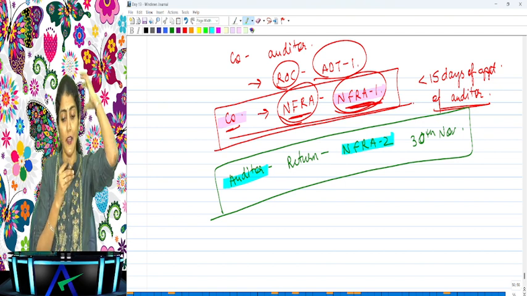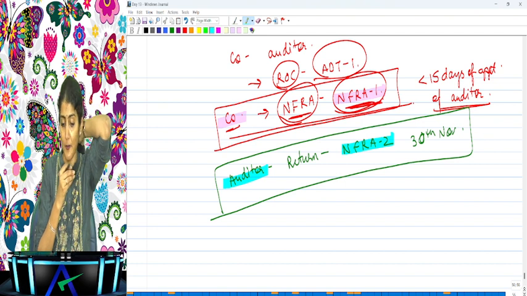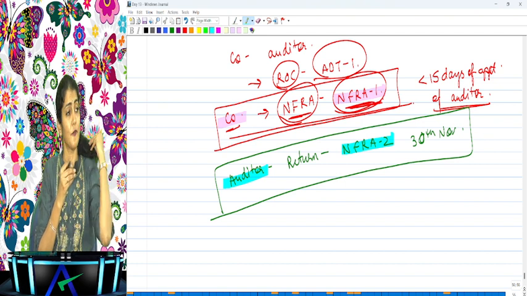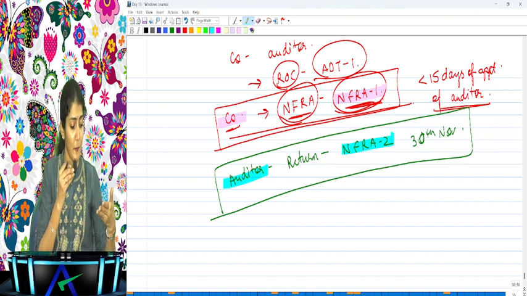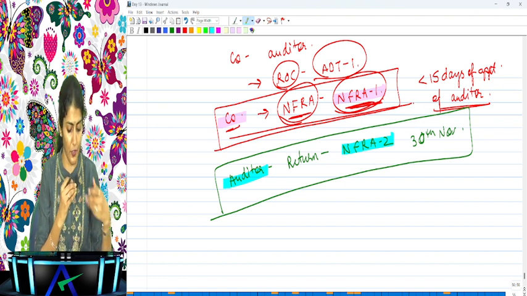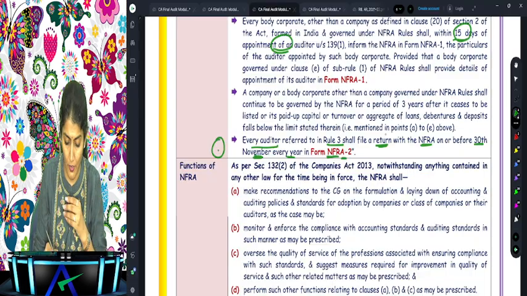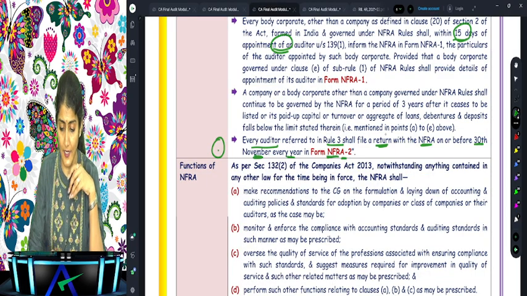Who has to file NFRA 1? The company, within 15 days of the appointment of the auditor. An auditor has to file a return in form NFRA 2 on or before 30th of November of every year. Are you understanding that? Okay.